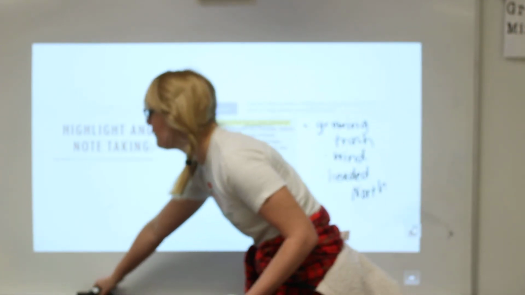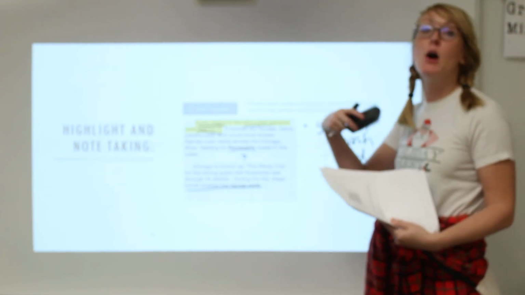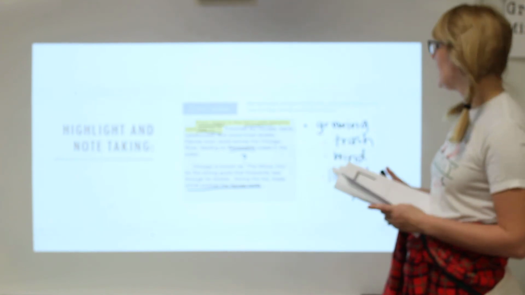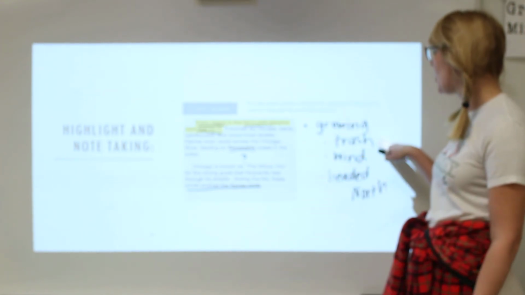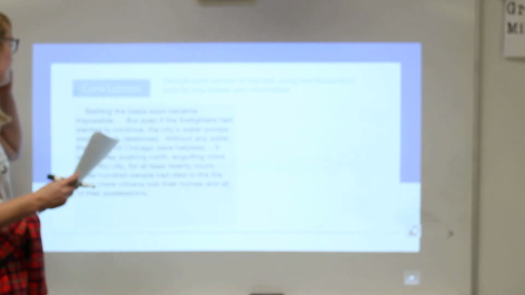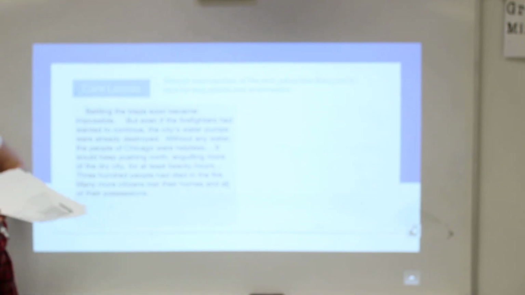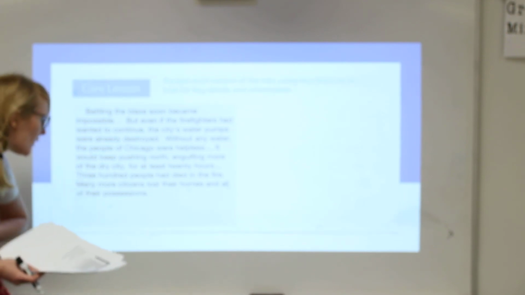So again, every time I'm reading, I'm thinking who, what, where, when, why. I'm thinking, how can I say that in my own words? This one's pretty easy. The fire was growing because of flammable trash and wind and was headed north. Boom, done. Now I move on to my next one. It says, battling the blaze soon became impossible. But even if the firefighters had wanted to continue, the city's water pumps were already destroyed. Without any water, the people of Chicago were helpless. It would keep pushing north, engulfing more of the dry city for at least 20 hours.